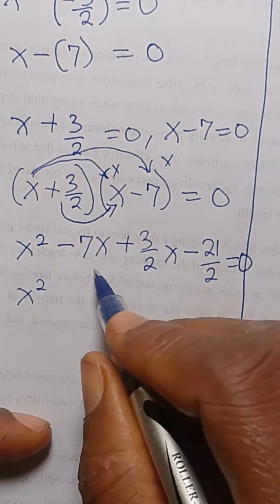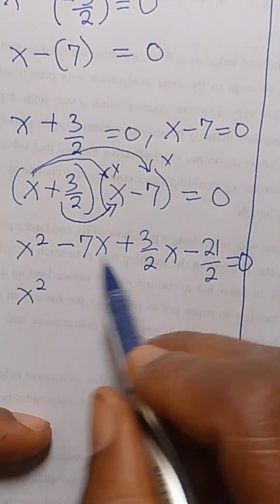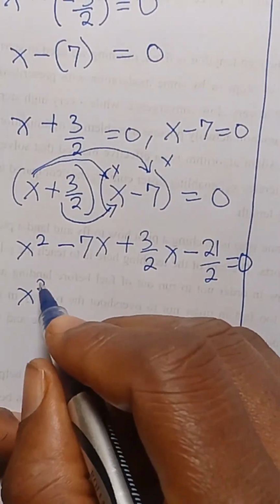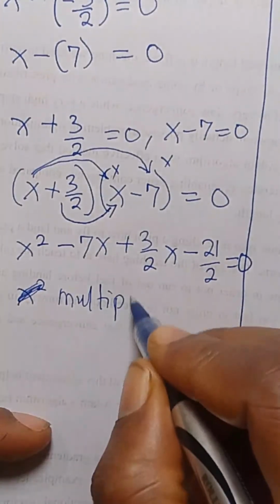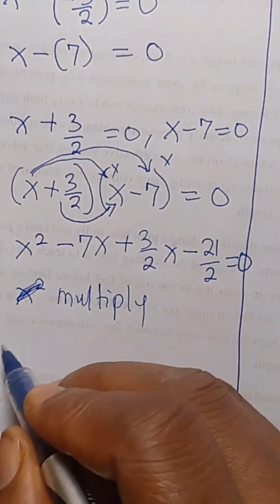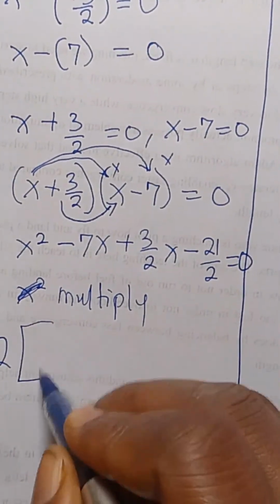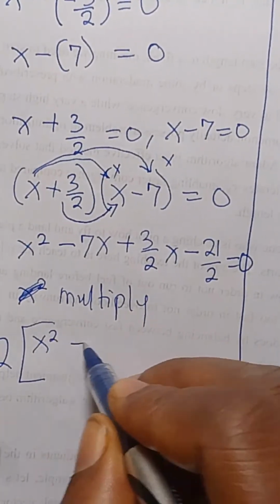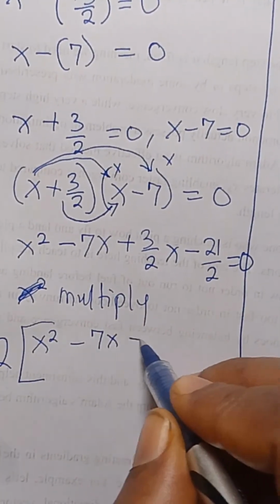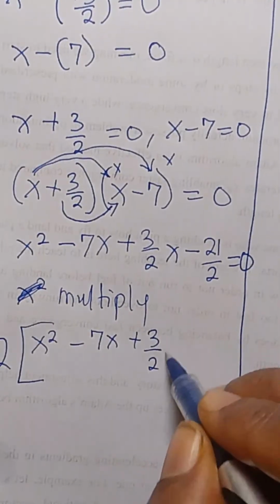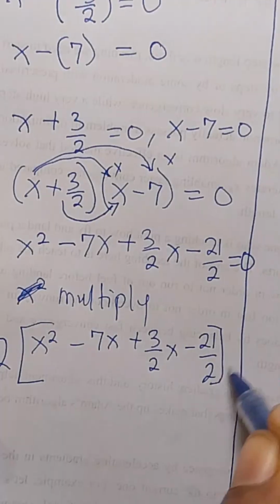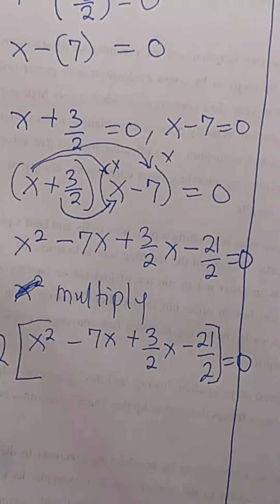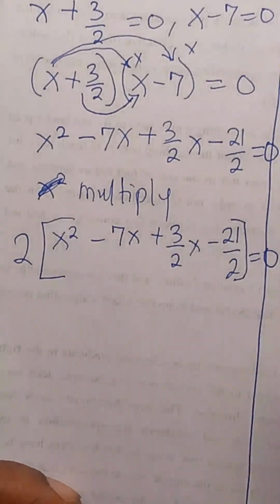Or to be on the safer side, let's not do that. Let's just multiply the whole thing by 2. When you multiply by 2, it will cancel the denominators. We have 2 multiplying x squared minus 7x plus 3 over 2x minus 21 over 2, equal to 0. Know that anything multiplied by 0 will still give us 0. So that one will just be there.